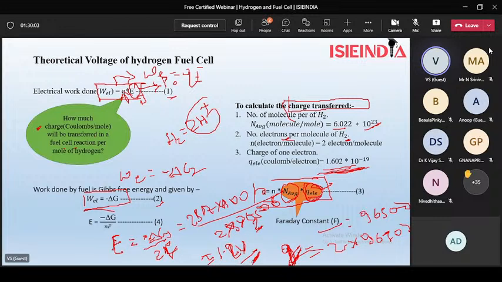But in the case of practical, because of lots of losses, some losses go into ohmic losses, some are activation losses, so the practical value of fuel cell voltage is even less than 1.2 volt. So we know how to calculate the theoretical voltage of a fuel cell from this slide.